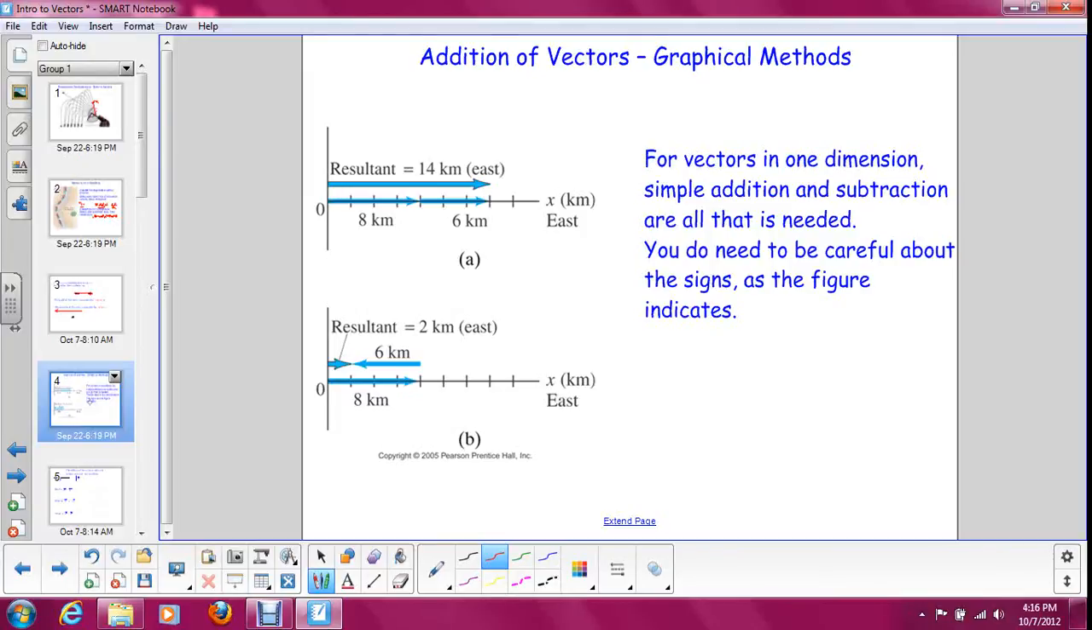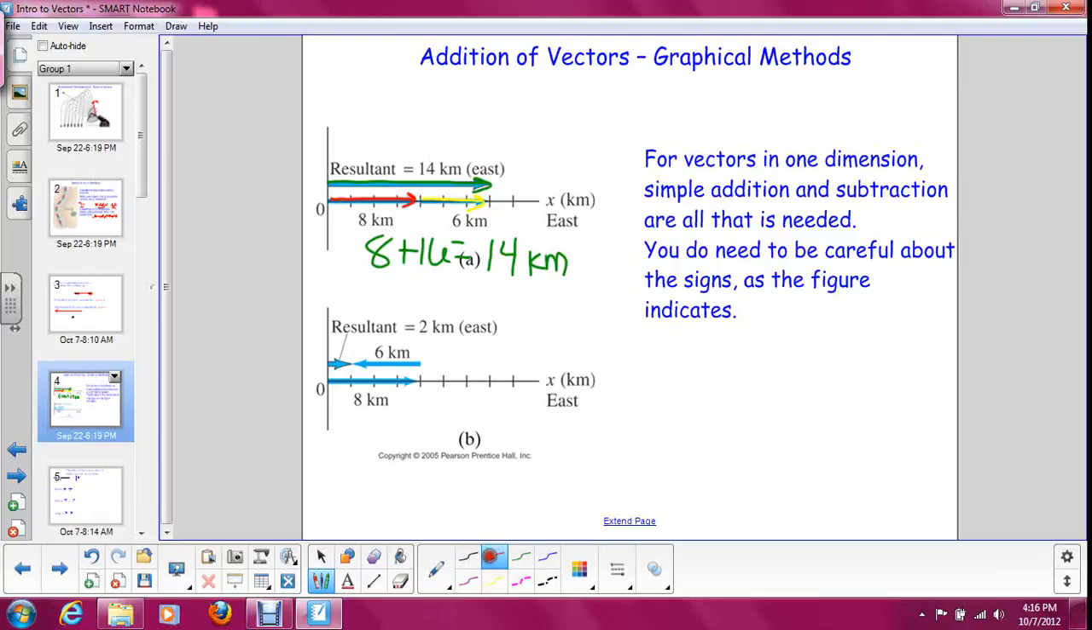The first example is one vector that is 8 kilometers. So this is the displacement. It's 8 kilometers to the east. And the next vector is 6 kilometers to the east. So if I move 8 kilometers to the east and then stop, and then move another 6 kilometers to the east, my total displacement is 14 kilometers to the east. I add 8 plus 6, and it gives me 14.